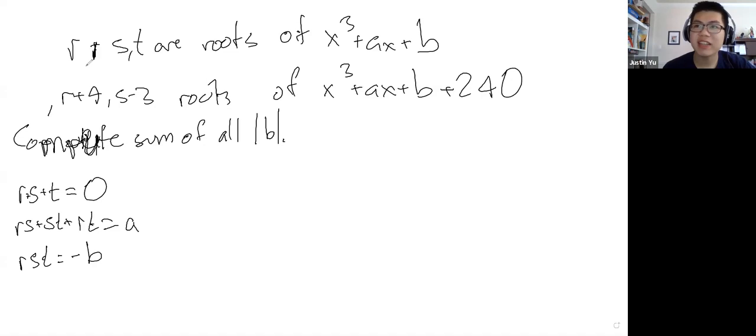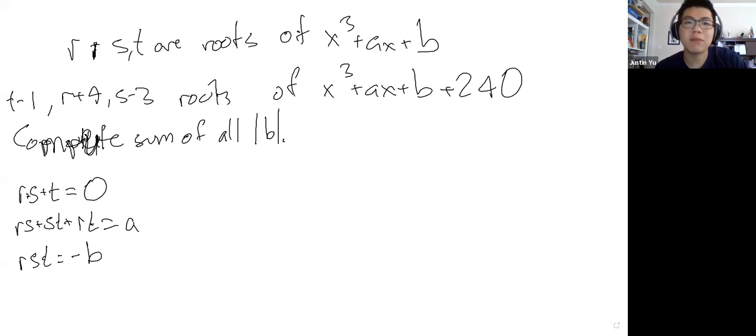What is this? We're using Vieta's again? That's an excellent idea. All right, because there's no x squared term, the coefficient of x squared is 0. We know that r plus 4 plus s minus 3 plus something else is equal to 0. And it turns out you can actually pick t minus 1, because we already know that r plus s plus t is 0. So nice, we've gotten something good. And look, we have equations that we can take advantage of.